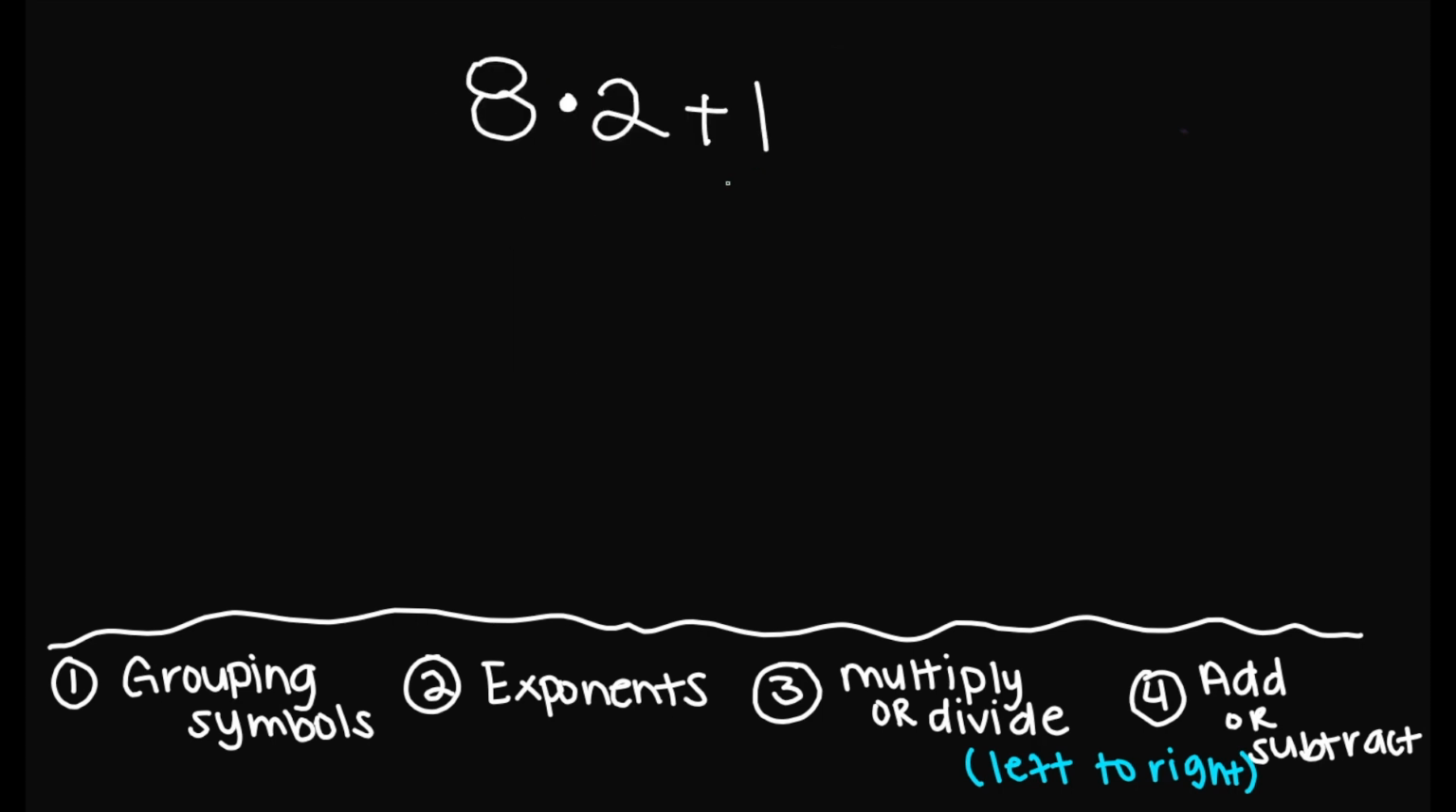8 times 2 plus 1. So first we do have to multiply before we add. So we have 8 times 2. This is going to equal 16. And then plus 1, that's going to equal 17. So your final answer here is 17.